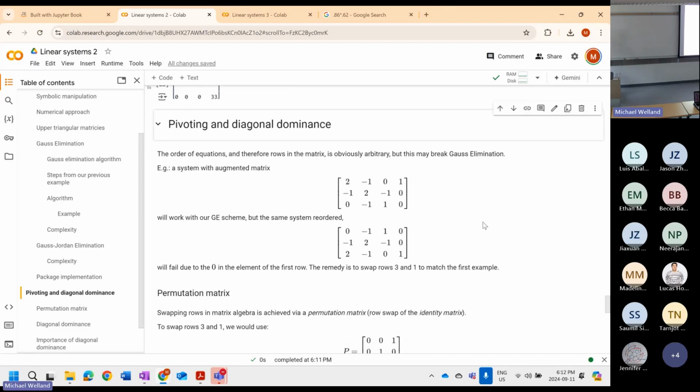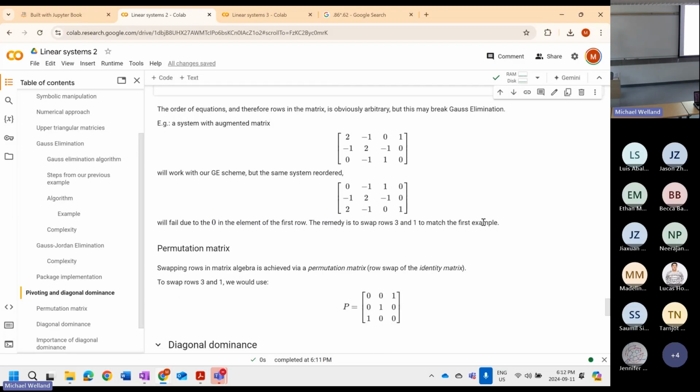Pivoting in diagonal dominance. Sometimes the order of the equations matters for solving the linear system. It obviously doesn't, right? Like it can't. If I write whatever equation first, it's got to have the same solution. It shouldn't depend on that. But nonetheless, in these algorithms, it does.